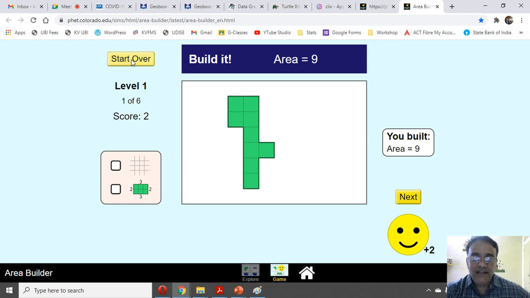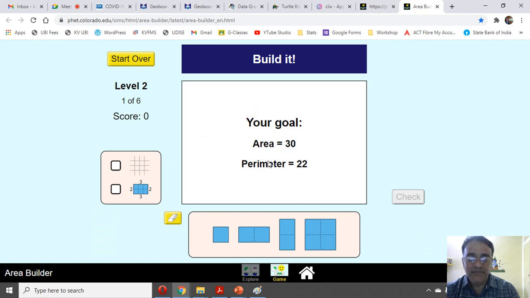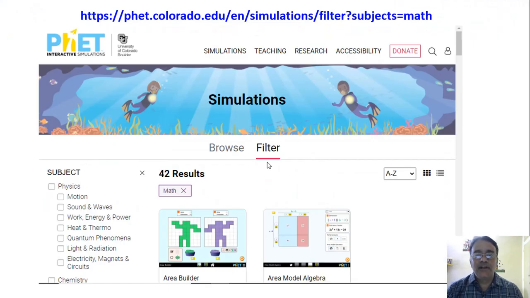So like that, if that particular student is drilling in level number 1, then level number 2 is area and perimeter. This is one step you can take up for the slow learner. Okay, so this is the example of this simulation.